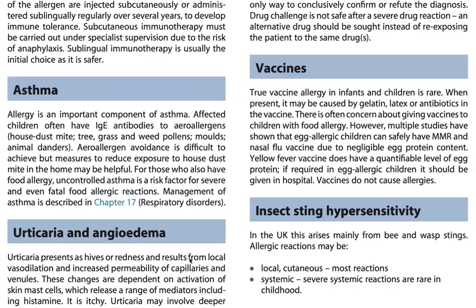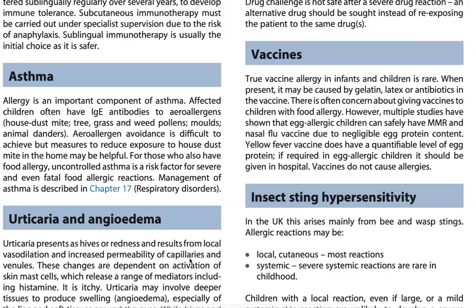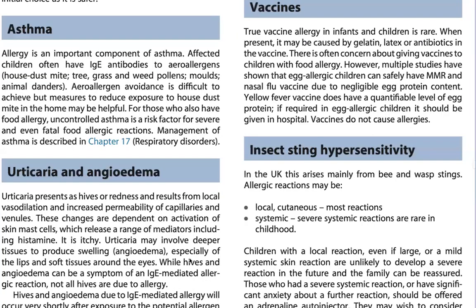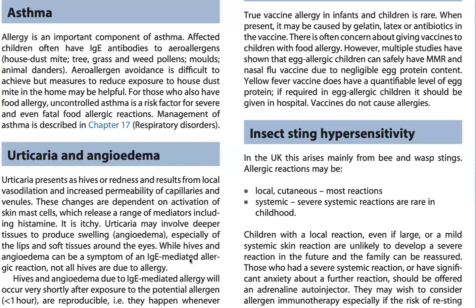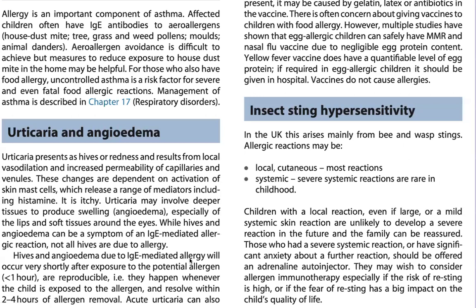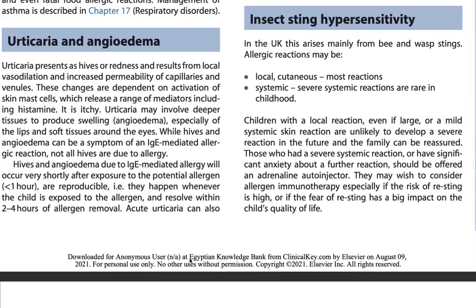Insect sting allergy in the UK arises mainly from bee and wasp stings. The allergic reaction may be local, cutaneous, systemic, or a severe systemic reaction with anaphylaxis. Children with a local reaction, even if large, or a mild systemic skin reaction, are unlikely to develop a severe reaction in the future, and the family can be reassured. Those who have had a severe systemic reaction, or have significant anxiety about a further reaction, should be offered an adrenaline auto-injector. They may wish to consider allergy immunotherapy, especially if the risk of stings is high or if the fear of stings has a big impact on the child's quality of life.